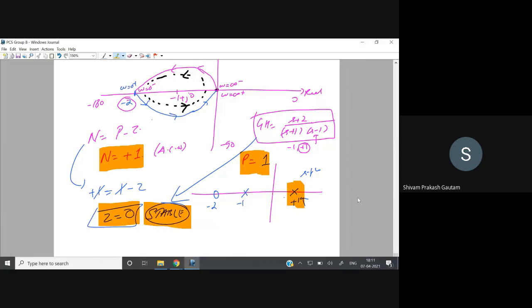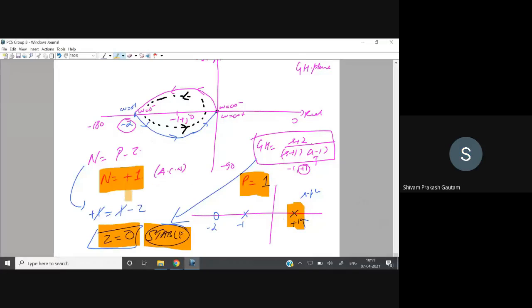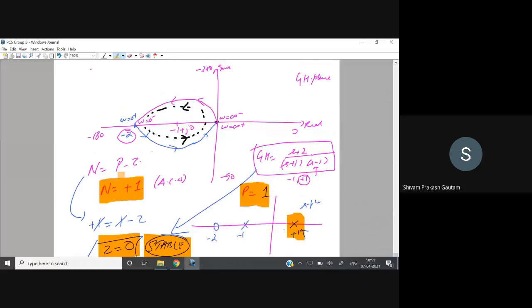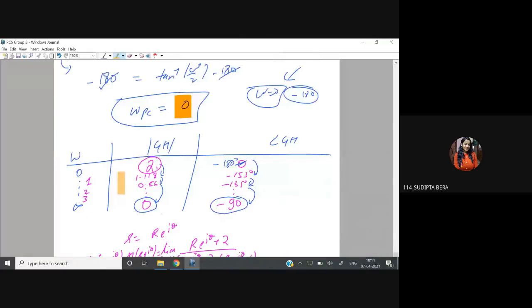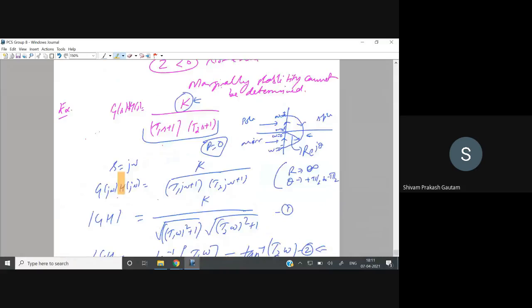Sir, hello, sir. Yes, ask. Sir, can you say here what N indicates? Sir, that I can't understand, sir. N is the encirclement of point -1 plus j0. Just wait, I will just complete his doubt.